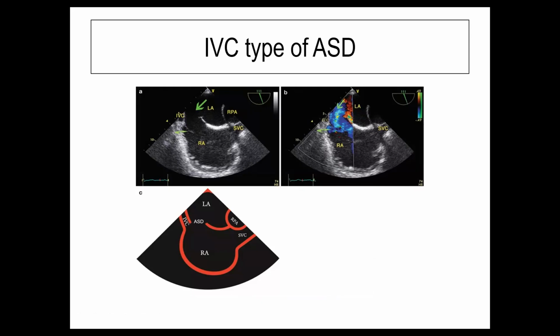So in total, secundum, primum, sinus venosus consisting of SVC and IVC, and unroofed coronary sinus. In all ASDs, the only thing that will be common is dilated RV and RA chambers.